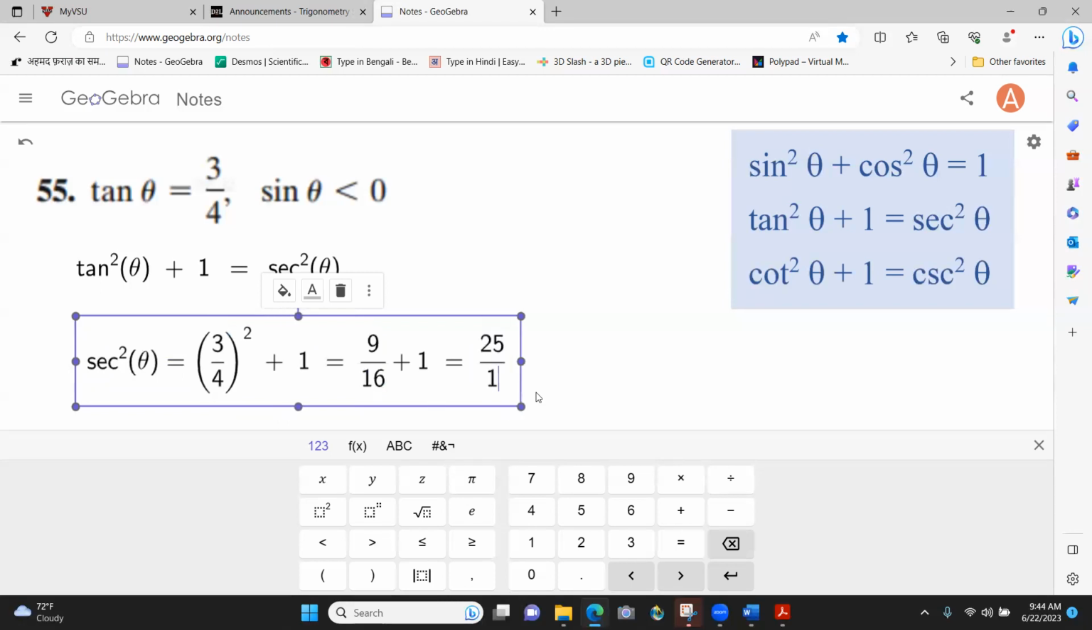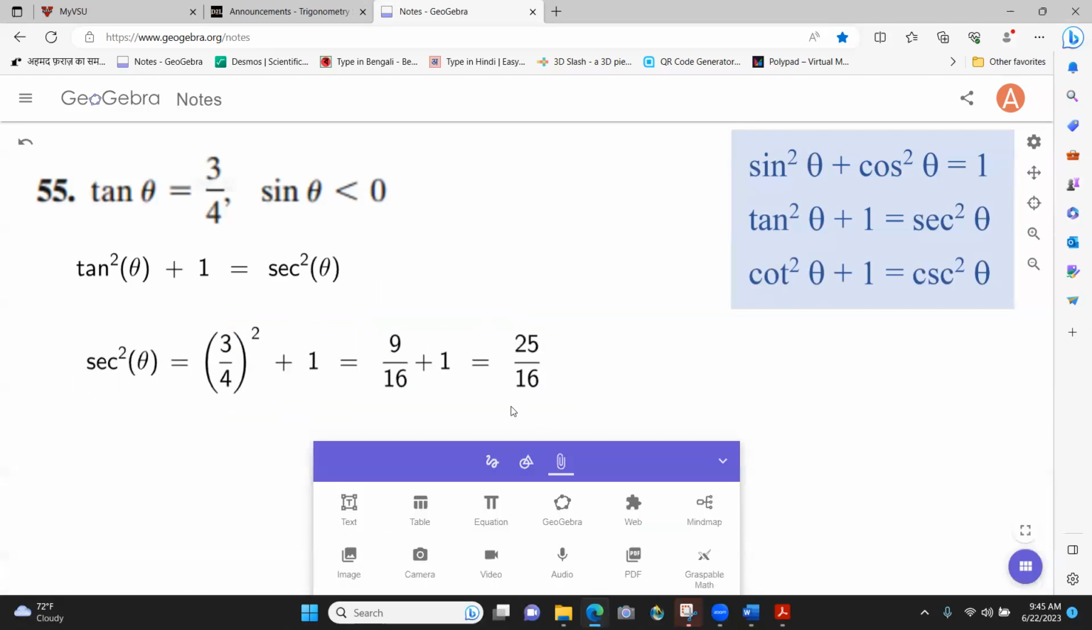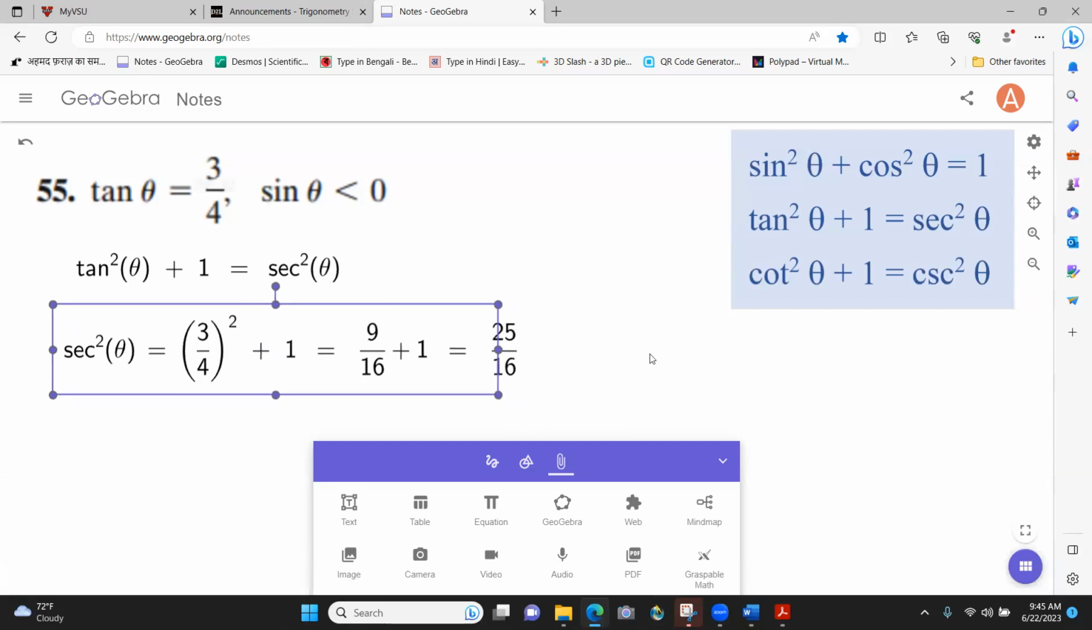You know how to add fractions. You're going to get this. I'm going to check and double check just to make sure I didn't mess up. That sounds about right. Now, you really want to know what secant theta is.